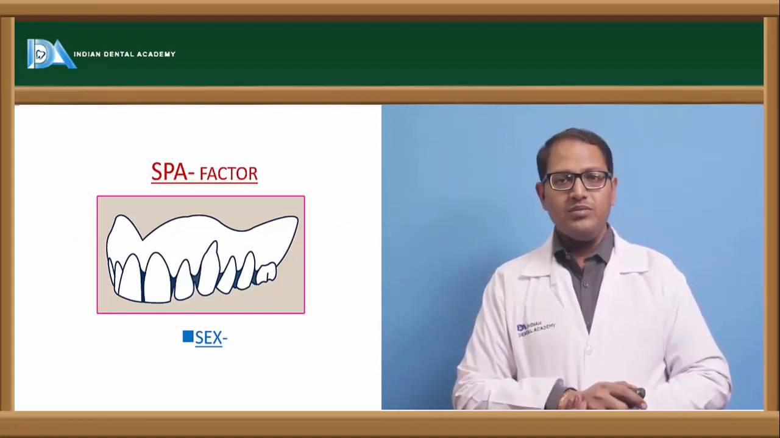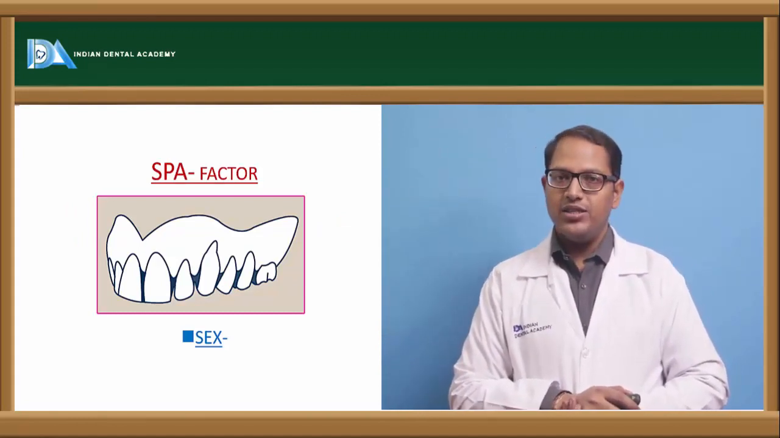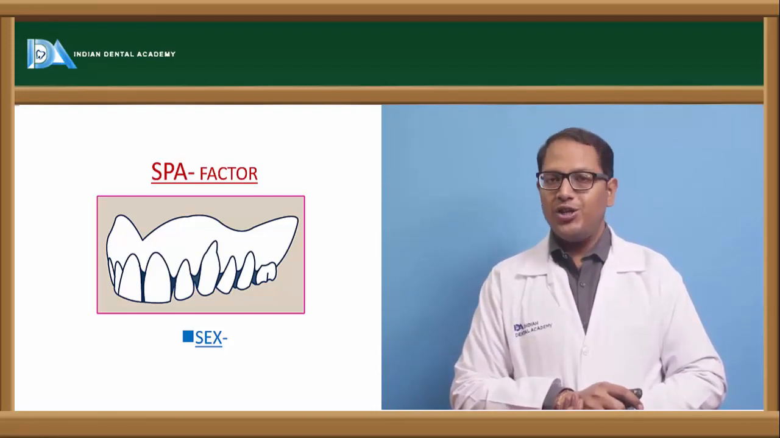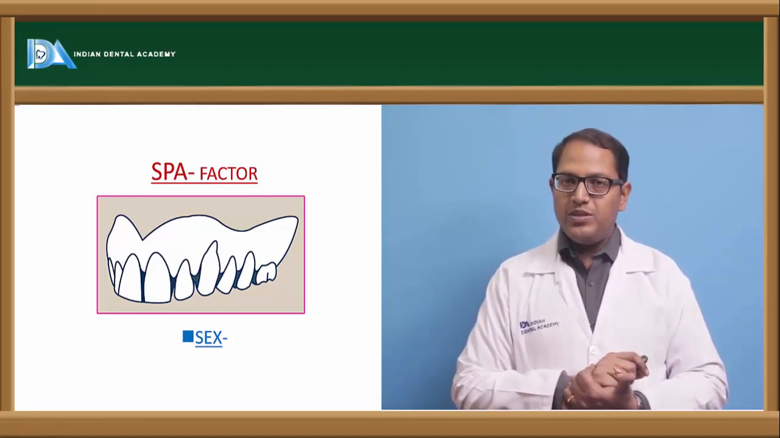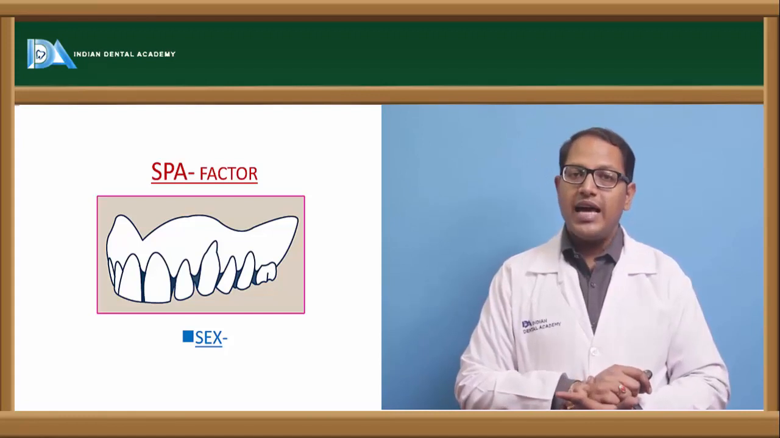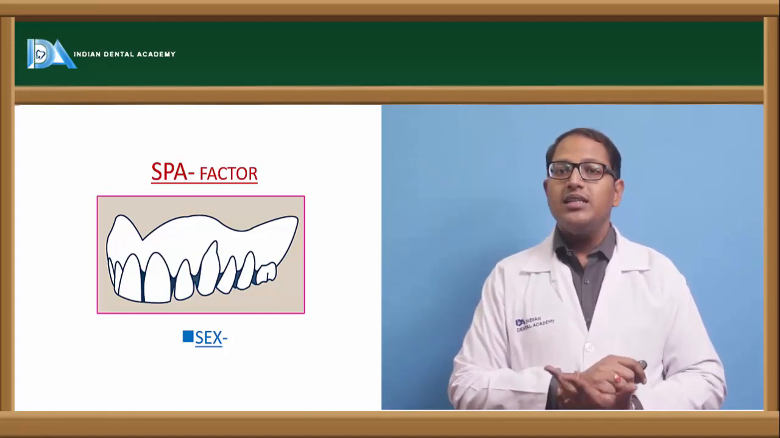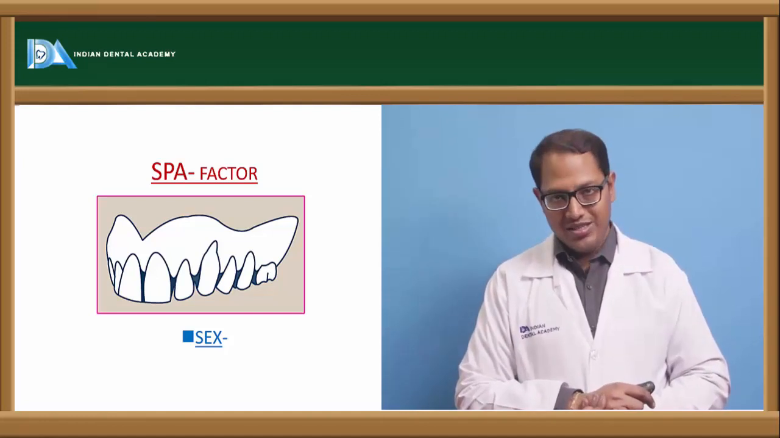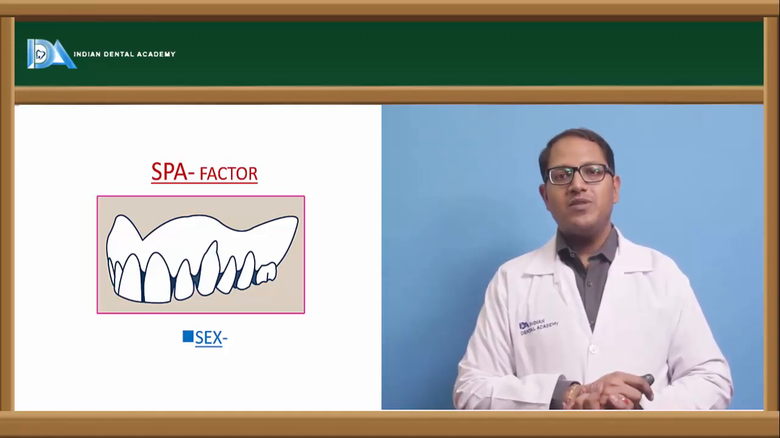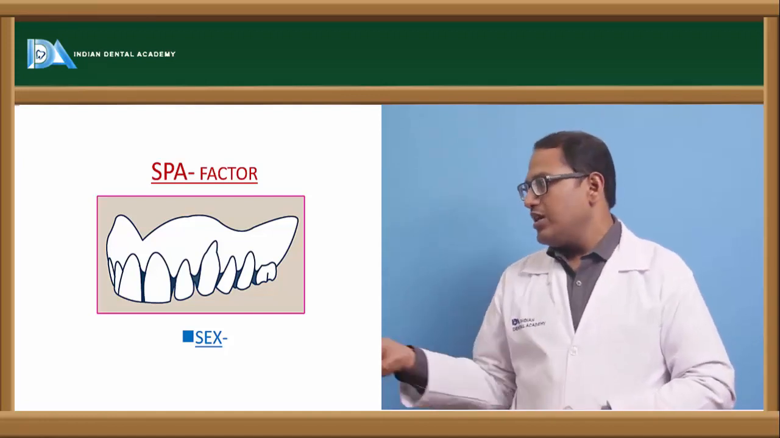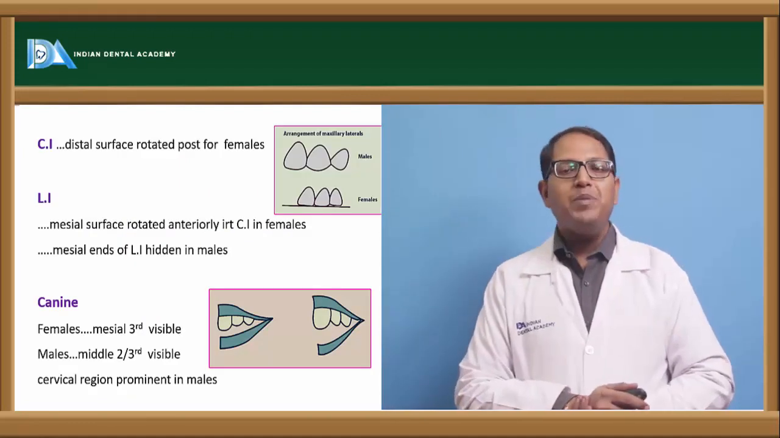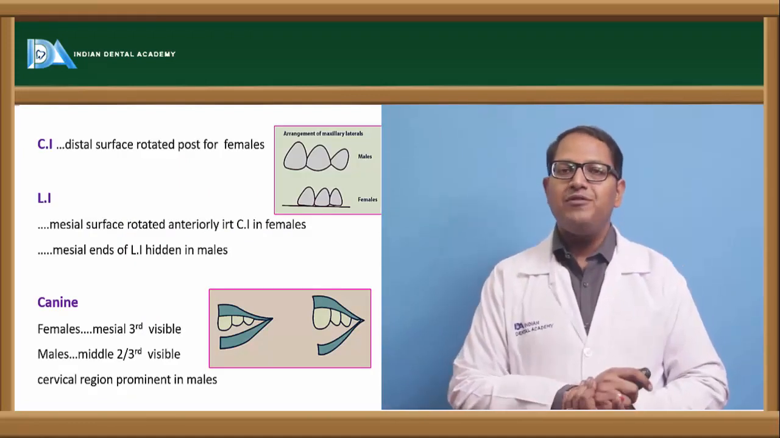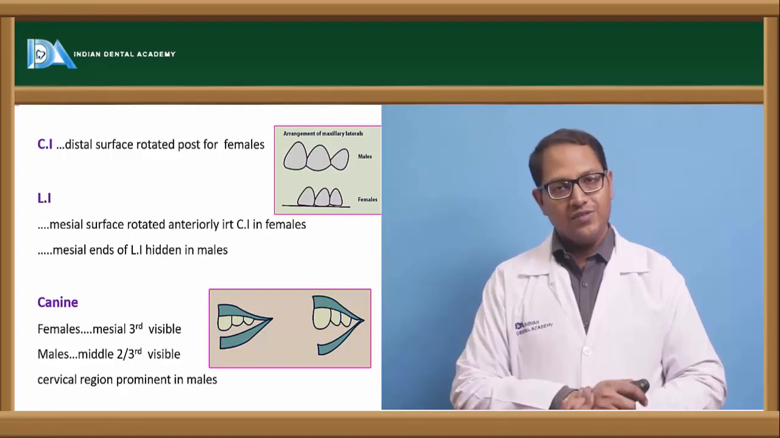They said anterior teeth selection is a combination of 3 factors. The sex of the person is going to decide, the personality of the person is going to decide, the age of the person is going to decide the selection of the anterior teeth. Now coming to the first factor, that is the sex of the patient. A male patient and a female patient have typically different kinds of teeth.